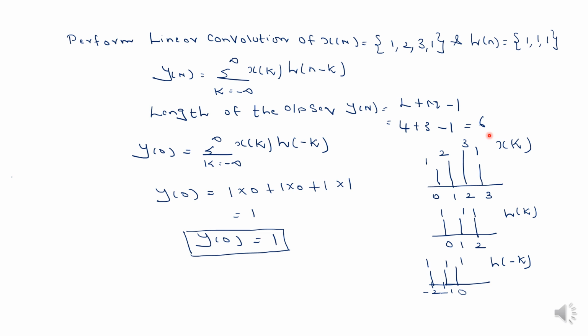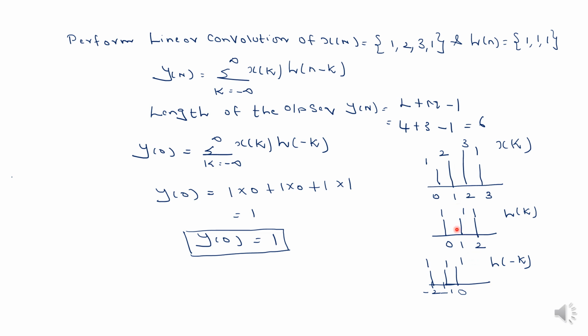So we will start from n is equal to 0. Hence, in this given equation, I have equated n to be 0. So y of 0 is equal to summation k tends from minus infinity to plus infinity x of k into h of, in the place of n I have replaced it to be 0, so 0 minus k, hence it is h of minus k. Before evaluating this, we need to sketch the given sequences graphically.